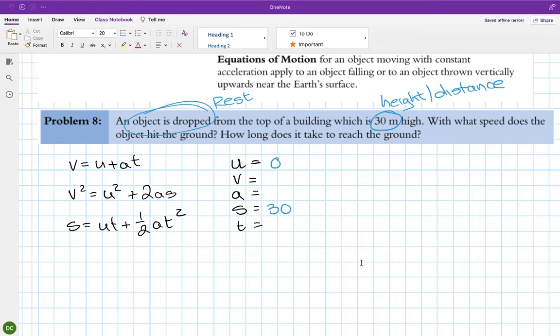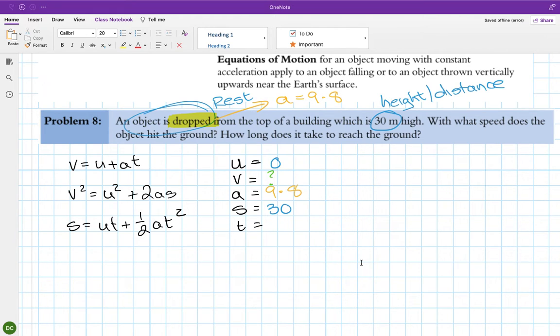Now, if it's being dropped, we know the acceleration. Okay, if something is dropped, then it's going to fall under the force of gravity. So that means our acceleration is going to be 9.8. So I can put that in. And with what speed does the object hit the ground? So we're looking for this. Okay, there's a second question, but we'll deal with this one first.